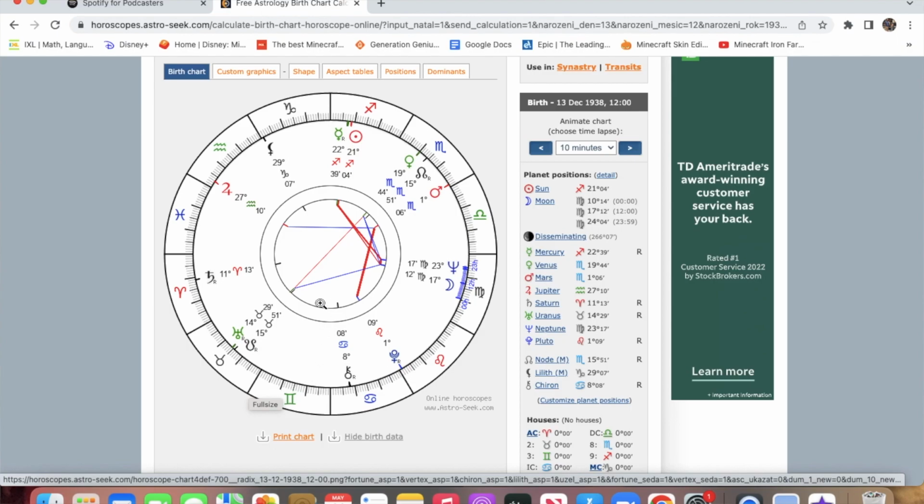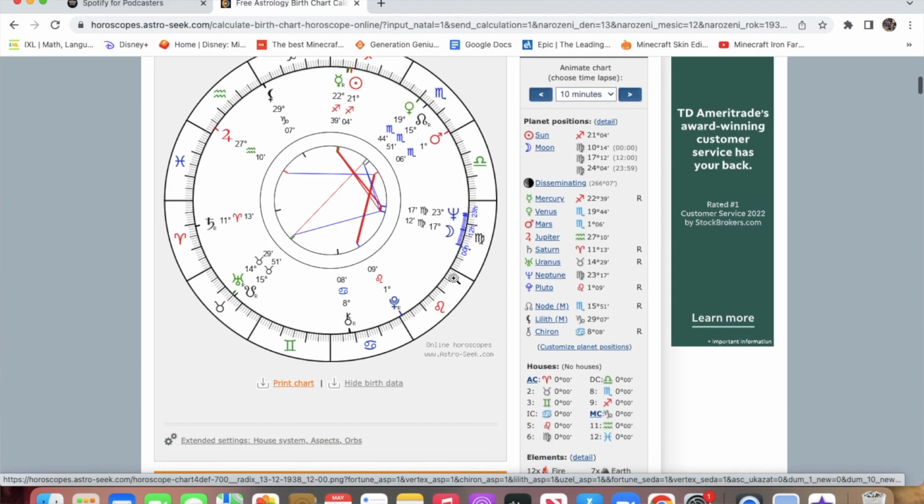And we're missing the houses. So right here we have a pretty empty Gemini. As you can see, there aren't any planets right here in Gemini. And really Leo is almost empty. Libra is empty. And actually, if you look across there, Pisces is also empty.